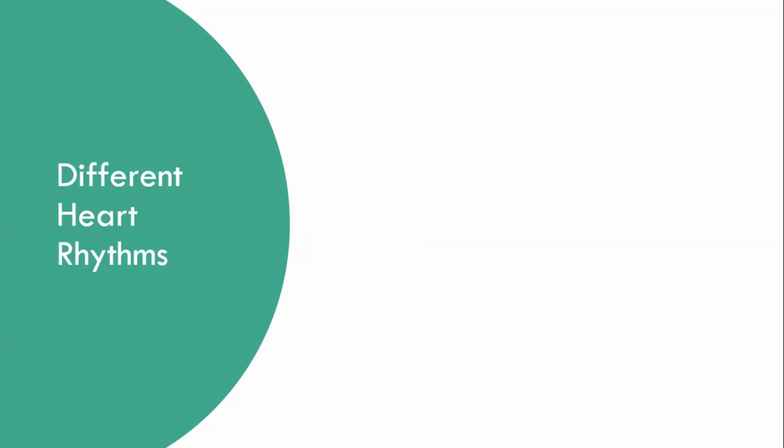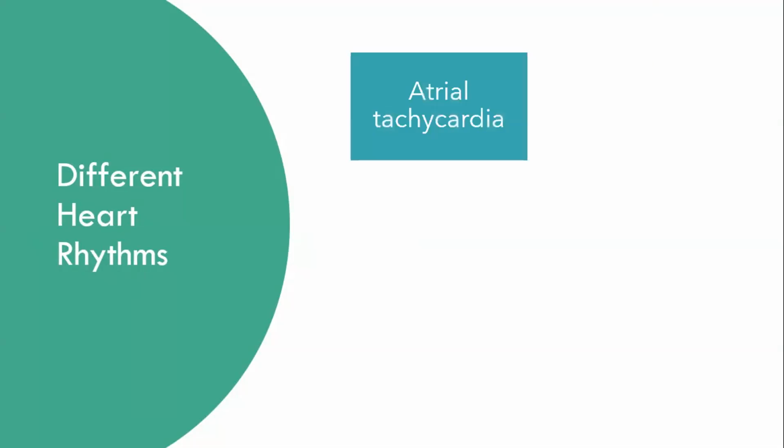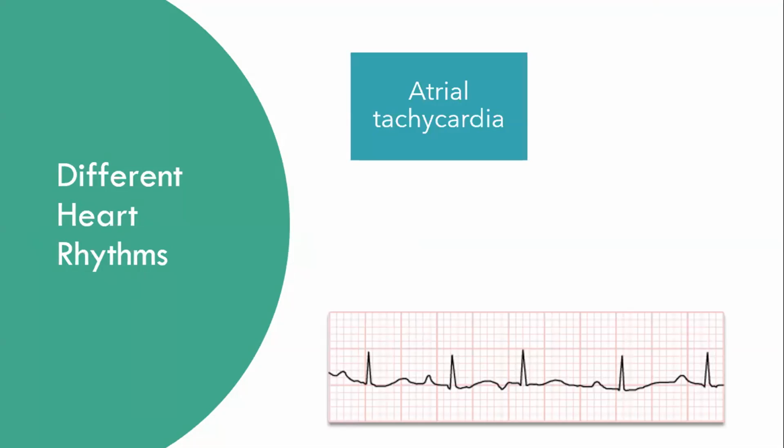And talking about the different types of heart rhythms, atrial tachycardia is one of them. It is an abnormal heart rhythm where the upper chamber of the heart beats quickly. The heart rate is greater than 100 beats per minute. Three different types of P waveform are observed, and the QRS is in a normal pattern.